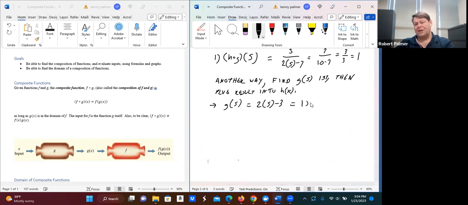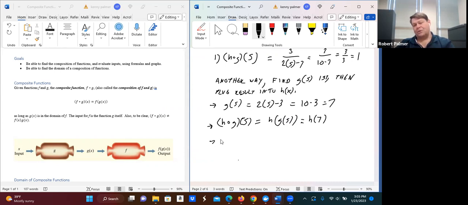So that's, of course, going to be 10 minus 3. And that's going to be 7. Okay. Now, if I think about once again what this means, h composed with g of 5. The way I explain this is we can write it in more of an input form. So my input for my function g is 5. And that result, my input for my function h, is g of 5. So we just saw this is going to be h of 7.